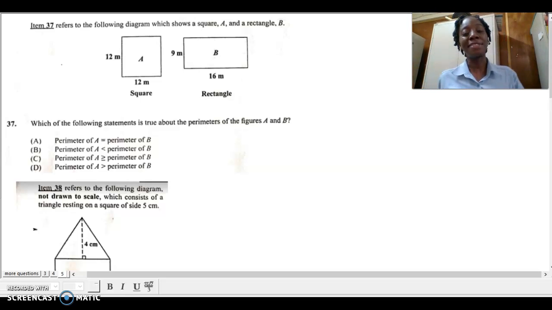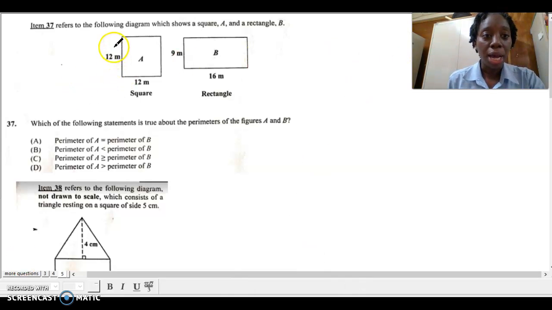Everyone, this video begins at question 37. Now, item 37 refers to the following diagram, which shows a square A and a rectangle B. A has the dimensions 12 meters. So A would be a square and B would be a rectangle. The length is 16 meters and the width is 9 meters.